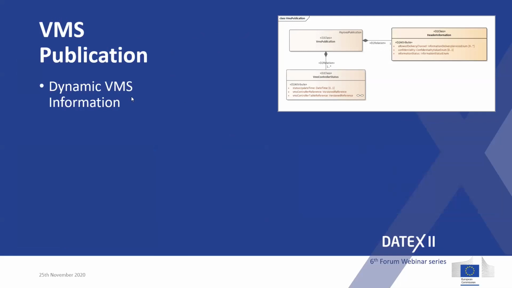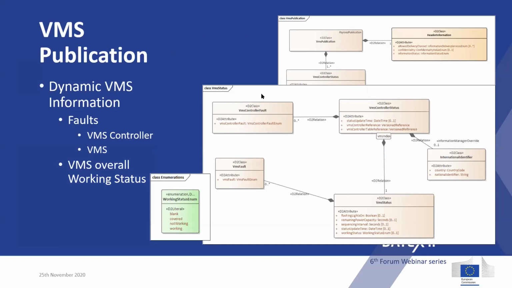Let's go to the dynamic information of the VMS publication. We have a VMS controller status, which now gives the information of fault for both the VMS controller or the VMS status, a general fault, and, important, a working status, the overall VMS working status, which are blank, covered when the VMS is not in use, not working, and working. This is mostly important for understanding how the information can be delivered. Is the VMS working or not?